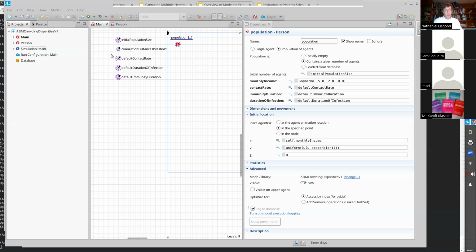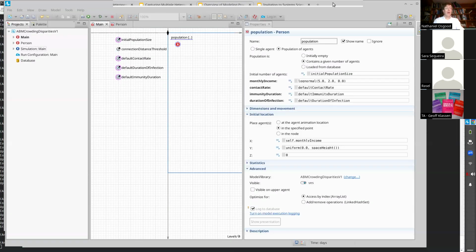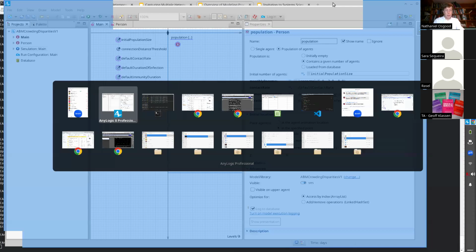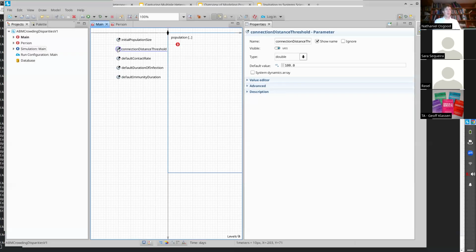Okay, so here we are going to next impose some network structure on this model. And this network structure is going to be spatially mediated. In other words, two people A and B are going to be connected if and only if, in this case, they lie within a certain distance of one another. And the distance is given here as this connection distance threshold. Okay.